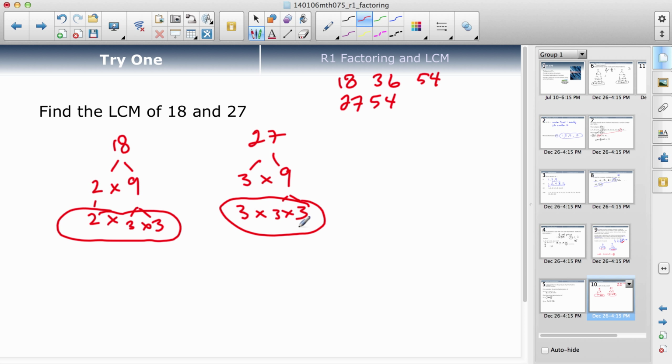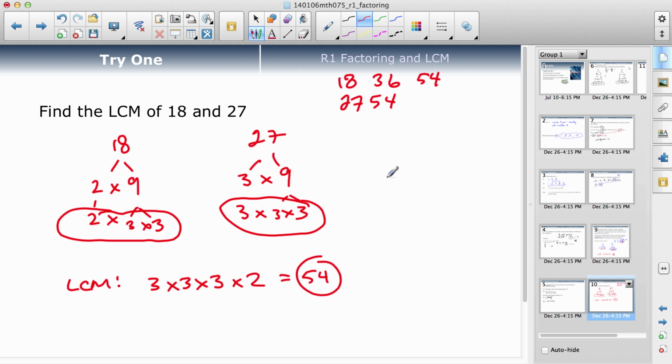So now I look for each factor and the greatest number of times it appears. Here I've got three 3's. Here I only have two 3's. This is the greatest one, so I'm using that. 2's: no 2's here, one 2 there, so I need to use that as part of my lowest common multiple as well. Now I just have to multiply this stuff together. 3 times 3 times 3 is 27, times 2, 54. So the lowest common multiple between 18 and 27 is 54.